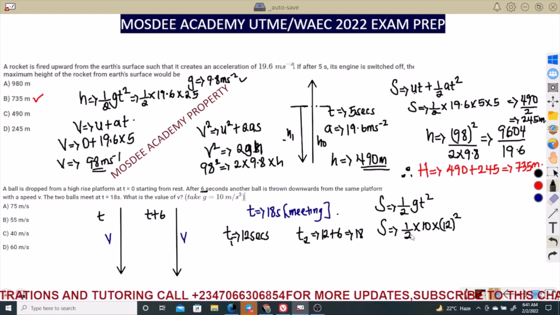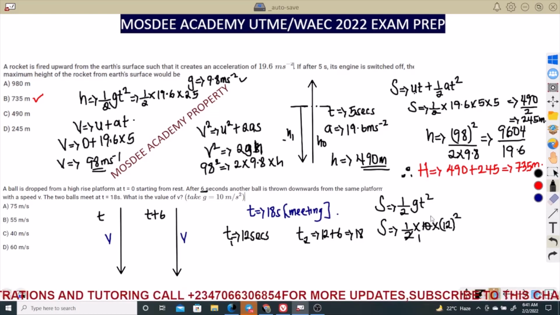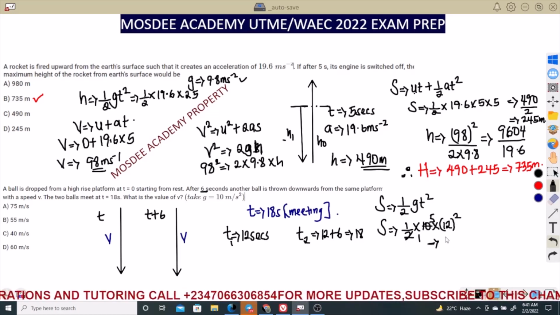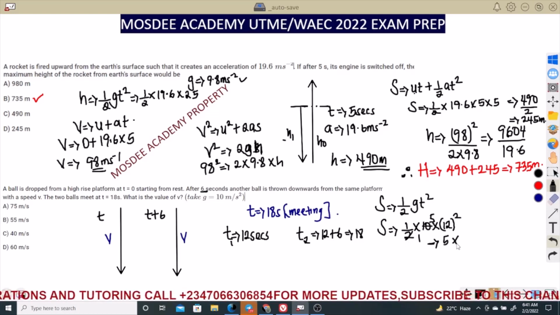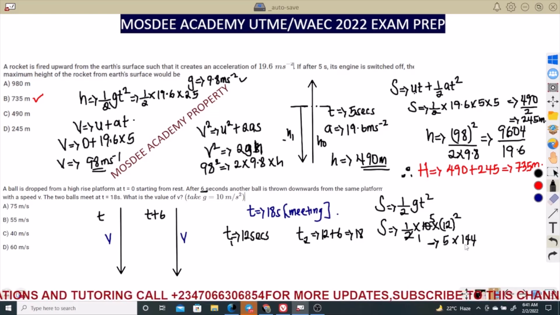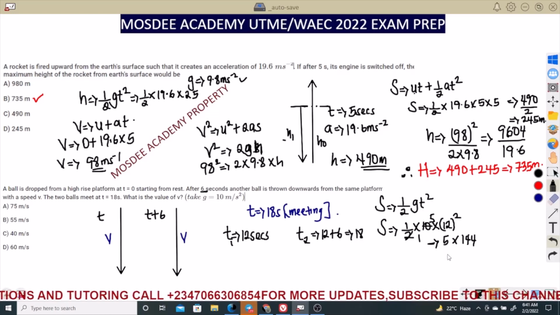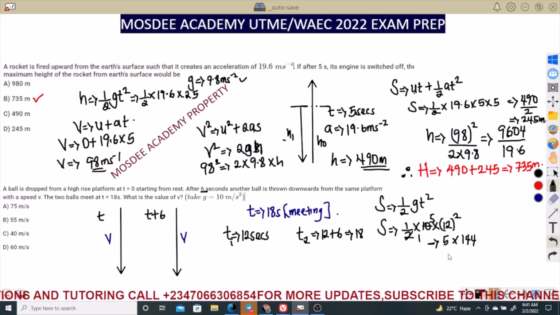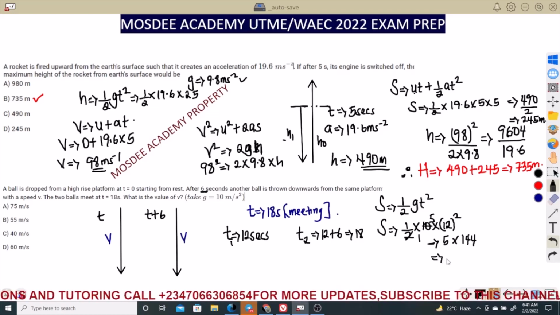squared. On simplification, 2 here 1, 2 here 5. So we have 5 multiplied by 144. 12 squared is 144, if I'm not mistaken. So please always check: 144 times 5. That is 720 meters.